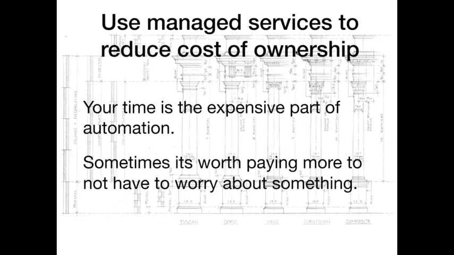This dovetails off of what I just said. Your time is always going to be the most expensive part of any automation. And I suppose I should hedge that by saying it's not always the most expensive part of automation. If you pick the most heavy instance inside Amazon to run your automation against, yeah, it's going to be ridiculously expensive.